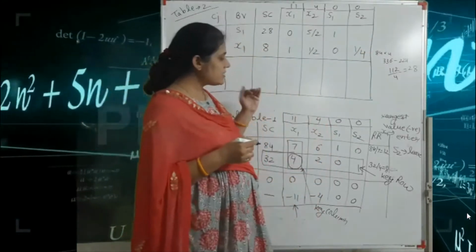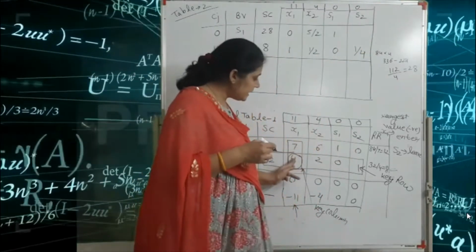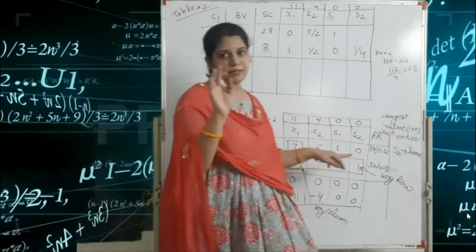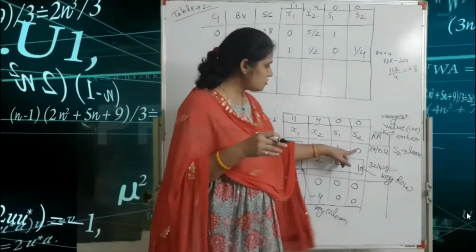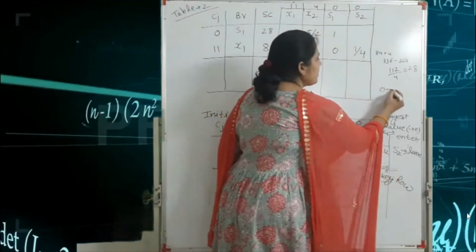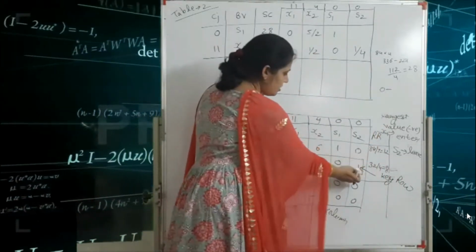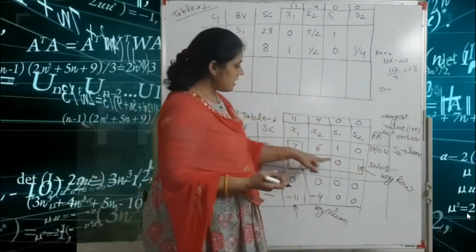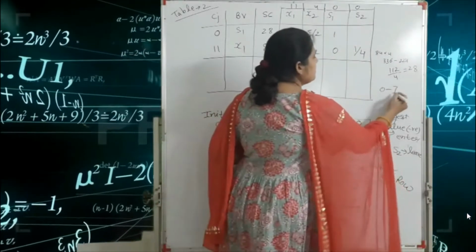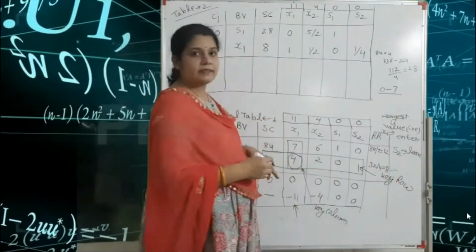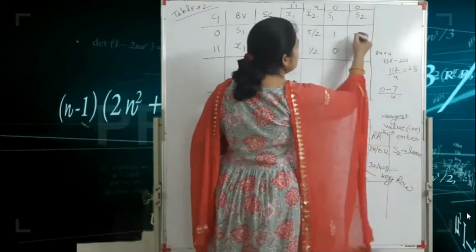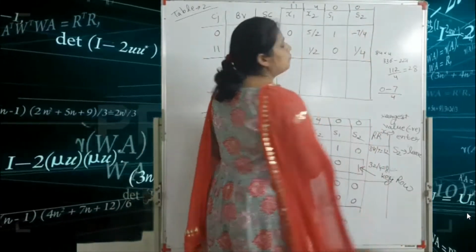So always change this value to your key number multiplied by this number firstly. So 4 into 0 means 0, minus the determinant, what? 7 into 1, got it? So 7 into 1 means 7. So minus 7 divided by the key number 4 means minus 7 by 4.